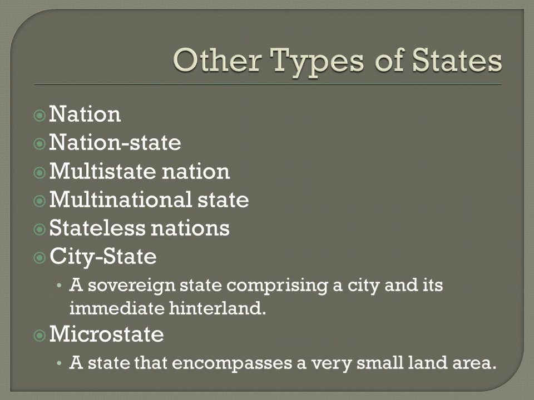And last definition that we have here is microstate, a state that encompasses a very small land area. A couple different examples varying in size. Vatican City would be a city-state, though kind of interesting with their designation in the United Nations. They're a non-member observer state with permanent observer status in the United Nations. So that's a little bit different. Liechtenstein, very small geographic area. Singapore, even smaller geographic area. Singapore, I think, is a great example of a city-state.